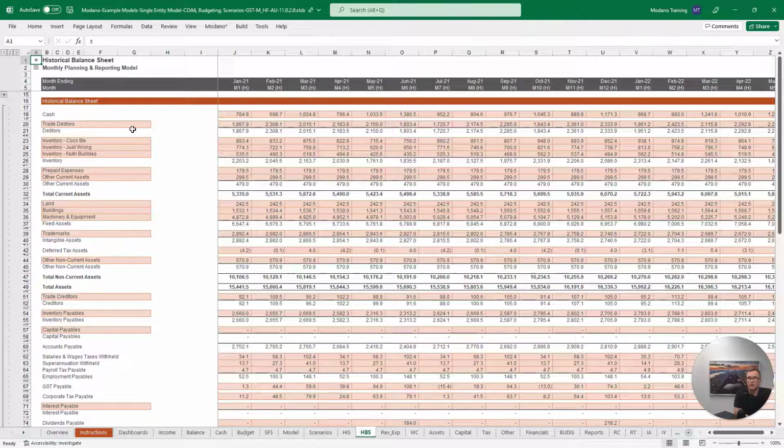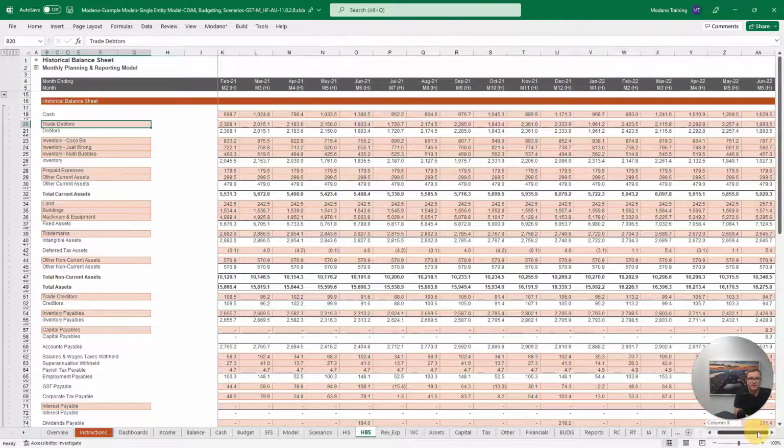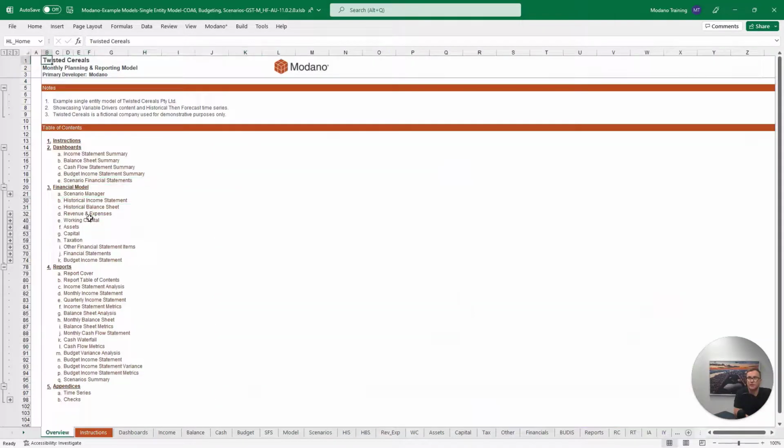In this example, we have one category of debtors, that being trade debtors, and we have its historical balance spanning across the right-hand side of the sheet here, with a closing balance in June 22 of 1893.5. And when we're handling the forecasting of debtors, that is handled on our working capital sheet.